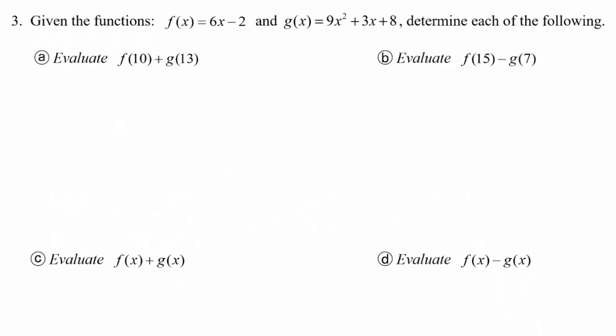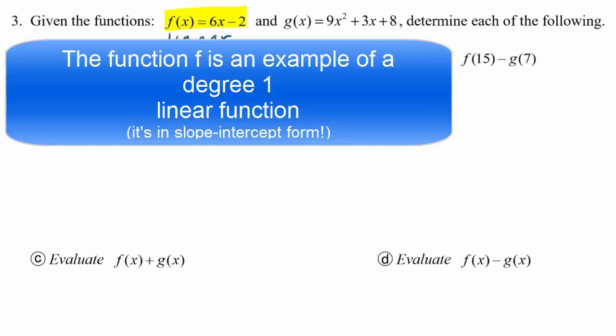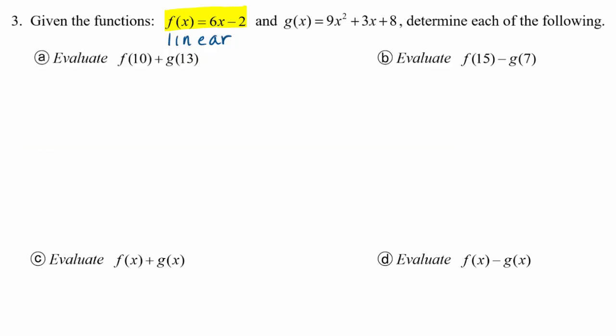In problem number 3, we have two functions again. This time f of x equals 6x minus 2. Do you recognize that kind of equation? Do you recognize an equation that is y equals 6x minus 2? If you think that that might be a line, you're absolutely right. So this is linear, degree 1 this time, right? So f is linear this time.